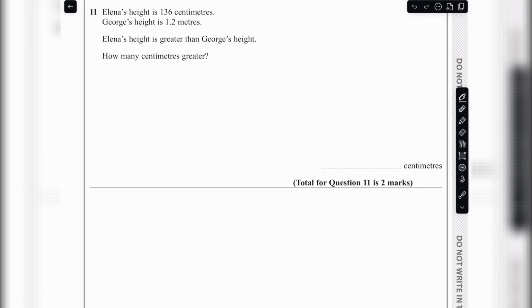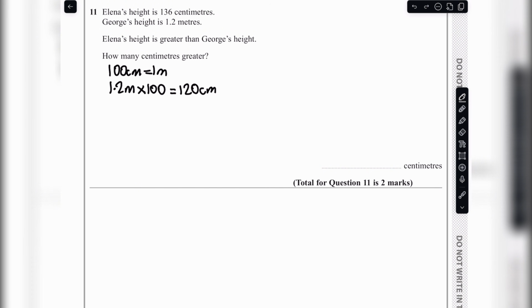In question 11, we are told that Elena's height is 136 centimeters and that George's height is 1.2 meters. Elena's height is greater than George's height. How many centimeters greater? So the first thing that each and every one of you must know is that 100 centimeters equals 1 meter. You will not be given this in an exam, so make sure you do know that. And then we need to convert George's height into centimeters. So by doing that, we can multiply 1.2 meters by 100, and that gives us 120 centimeters.